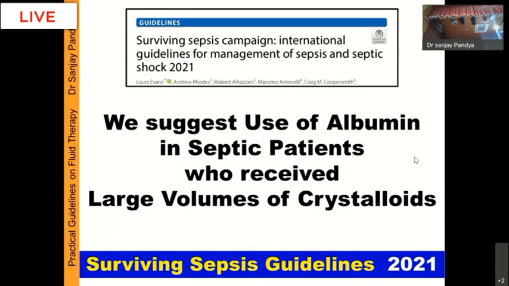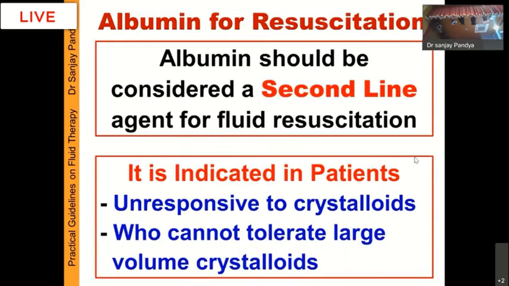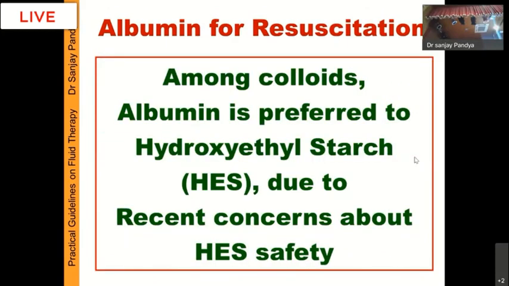So the Surviving Sepsis Guidelines and most of the studies say to use albumin as a second line, as an adjuvant to crystalloid and not as a primary one. So albumin should be considered as a second line agent, indicated in patients unresponsive to crystalloid who cannot tolerate a large volume of crystalloid. So either give crystalloid, or give crystalloid plus albumin, and don't give albumin alone. So this is the recommendation.